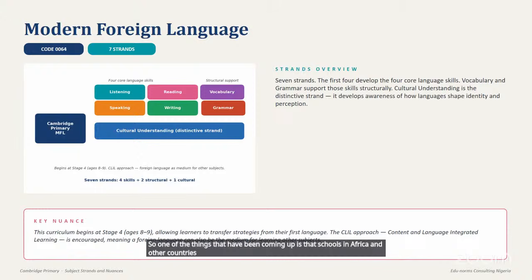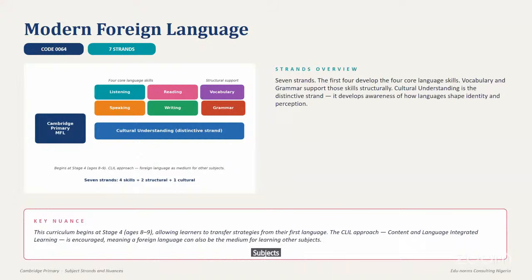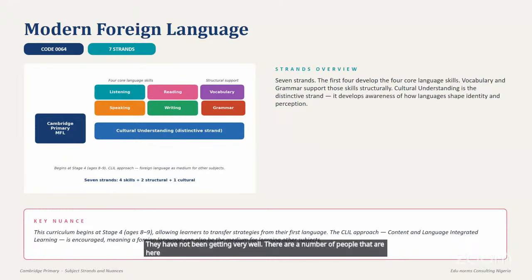So one of the things that have been coming up is that schools in Africa and other countries in Asia, not America, that teach foreign subjects have not been getting them very well. There are a number of people here, 61 of us.